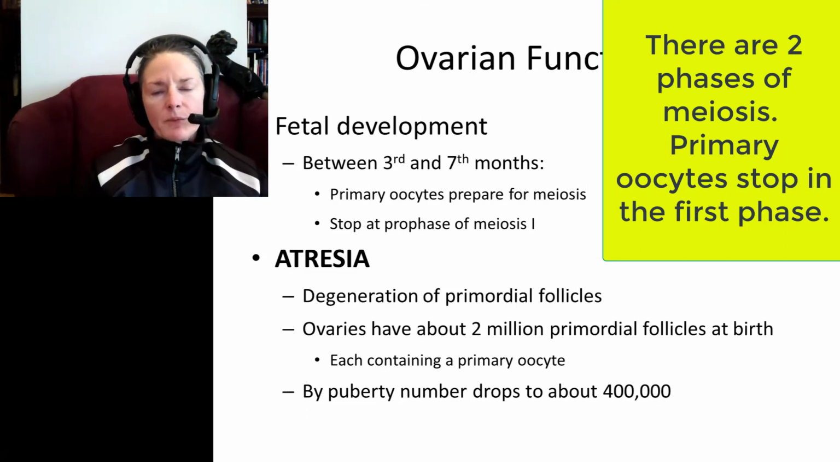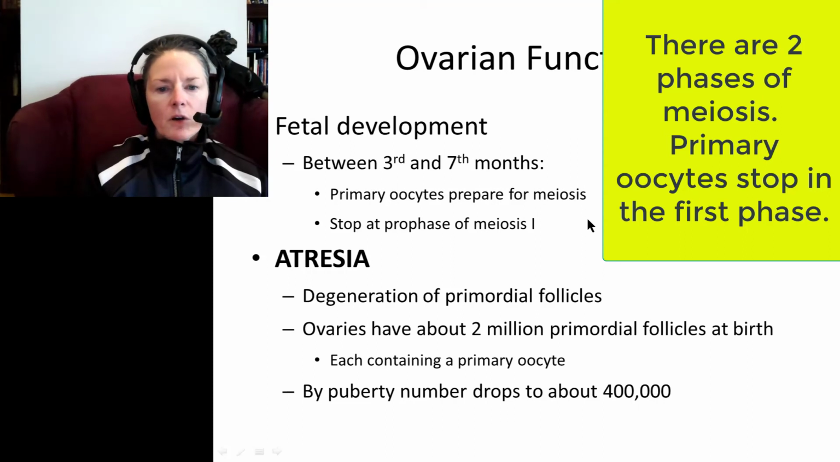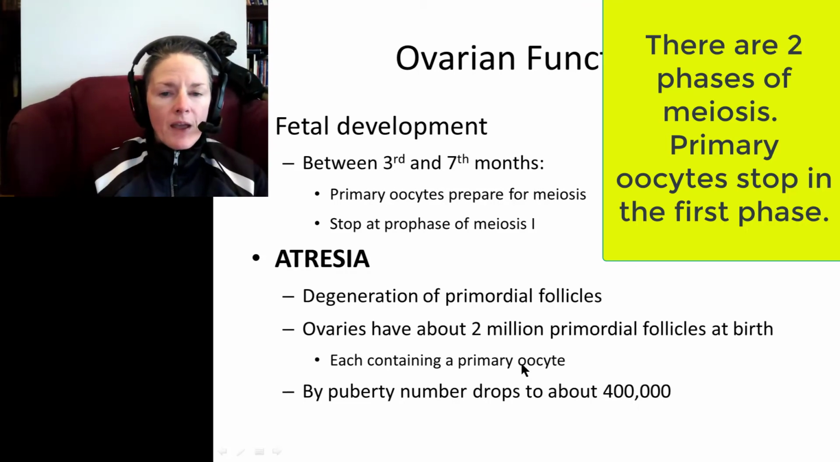Now, there are 2 phases of meiosis. I'm not going to get into those in detail. That's really the subject for another course. But suffice it to say, they're sort of in suspended animation in meiosis. And so basically, once a female is born, you're going to have about 2 million of these primordial follicles at birth. Each one has a primary oocyte.